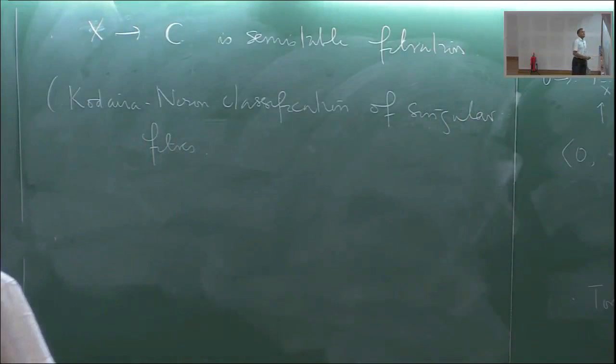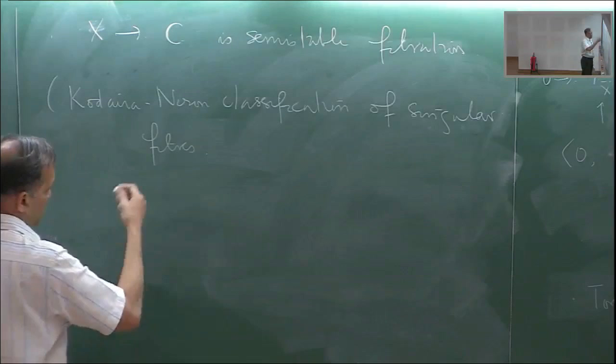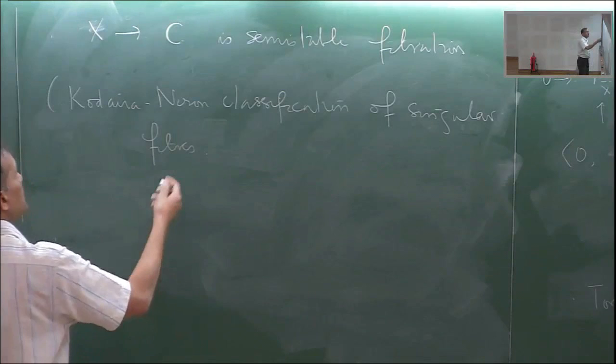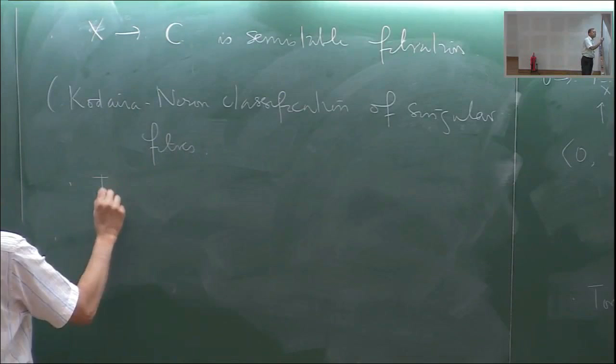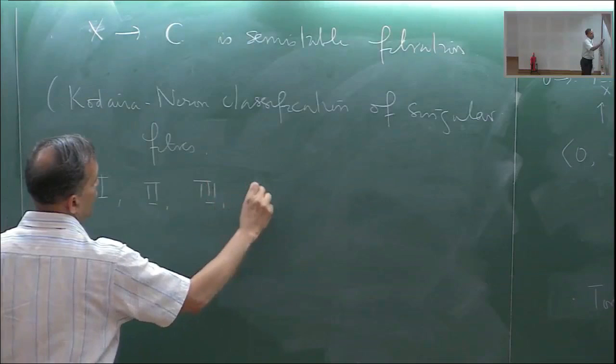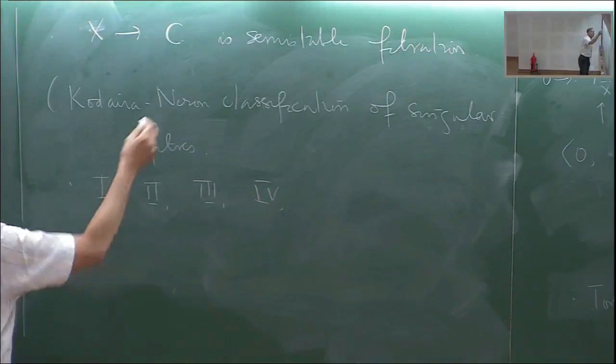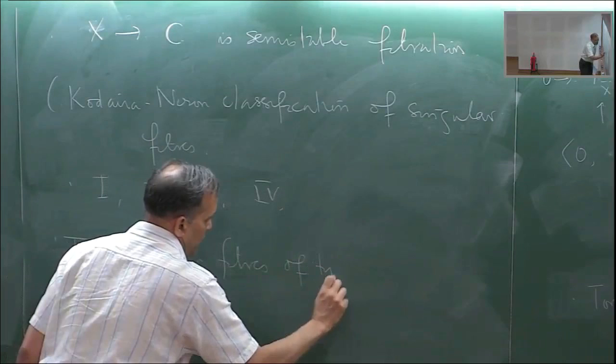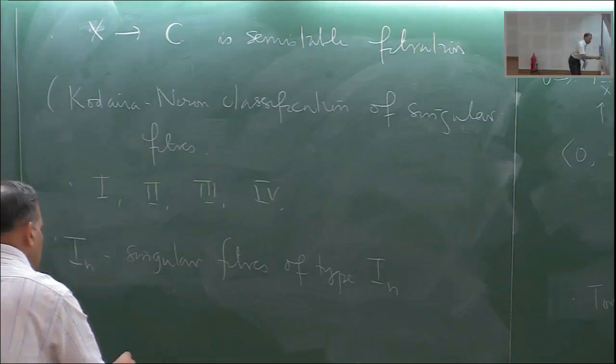And so, in terms of what happens with the irreducible components of the singular fibers, their contribution can be, in terms of Kodaira and Néron, of several types. But what we want is that the singular fibers are of type I_n. These are the singular fibers. I will say why I need this type I_n. Which means that it's a bouquet of curves like this.